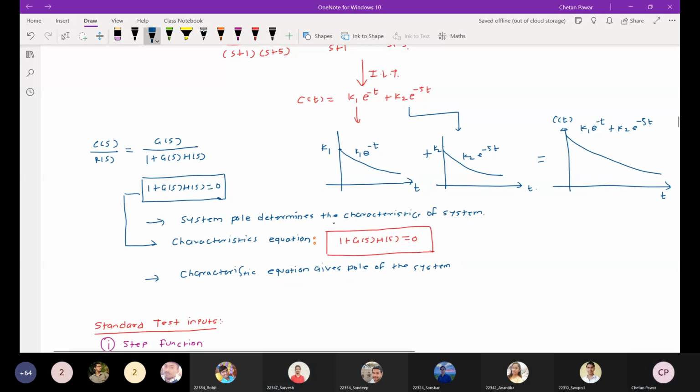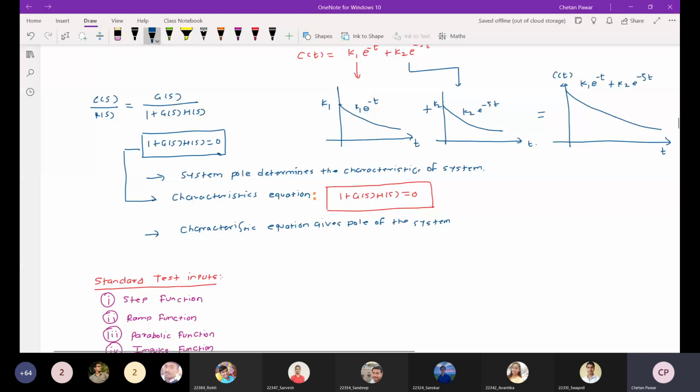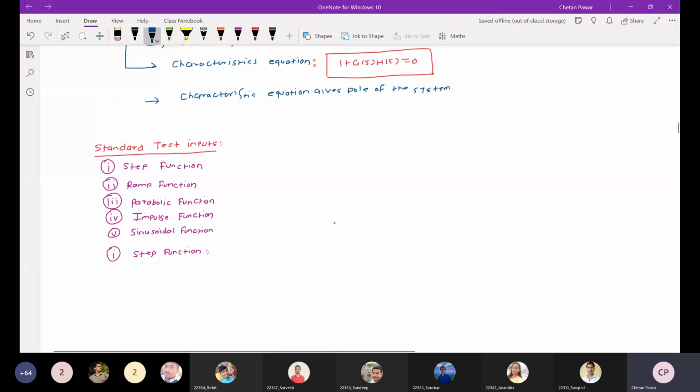Okay. Yes, sir. Now we will see the standard test inputs. Generally, all real-time signals, even if you take temperature or any real-time quantity, are not totally deterministic signals, so that is not a standard signal. Now, for whatever system we need to do the time response analysis, we require some deterministic signals or standard test inputs so that we can test our systems, right?